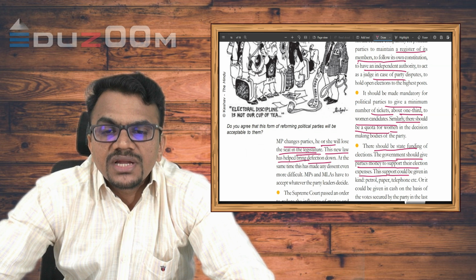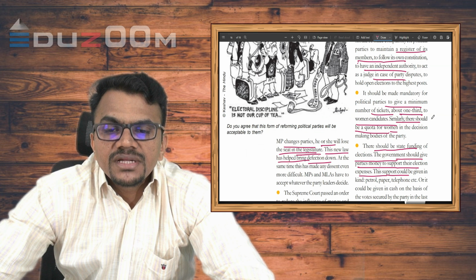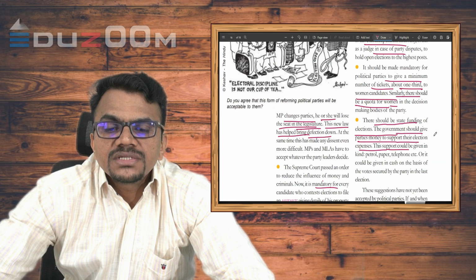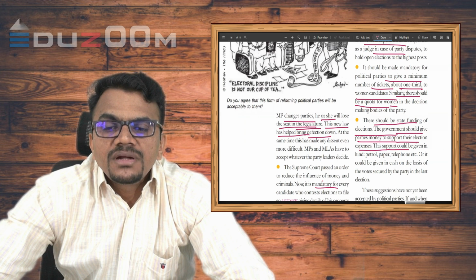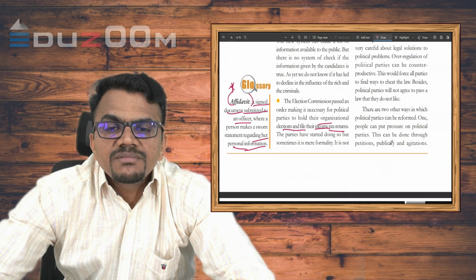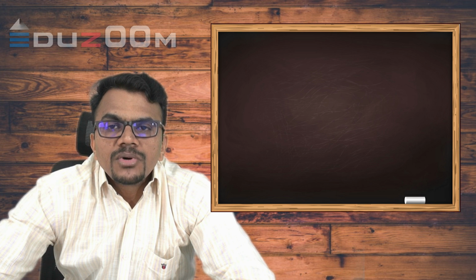State funding for elections is another important point. Political party tickets are to be given to women candidates. So involvement of women and reservation for women also are to be considered. All these are some measures to reform political parties, and all these points can be included as the measures to reform political parties.